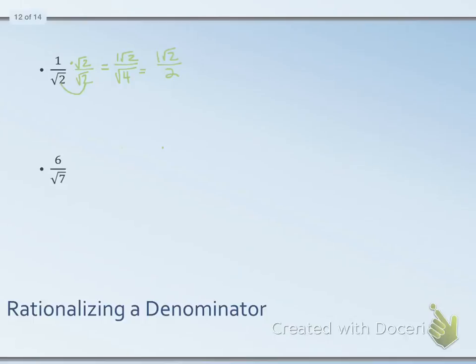So when I do my next one, I need to get rid of square root of 7. So the form of 1 I want this time is square root of 7 over the square root of 7. Multiply across, so 6 square root of 7. We multiply our insides, so 7 times 7 is 49. Square root of 49 is just 7, and now there's no radical in the bottom.